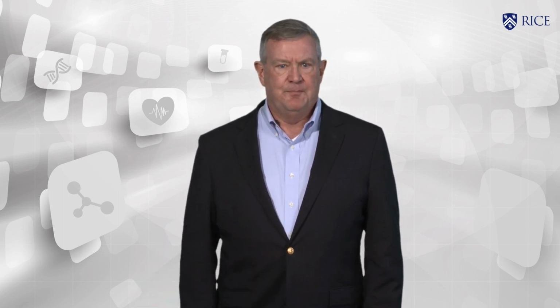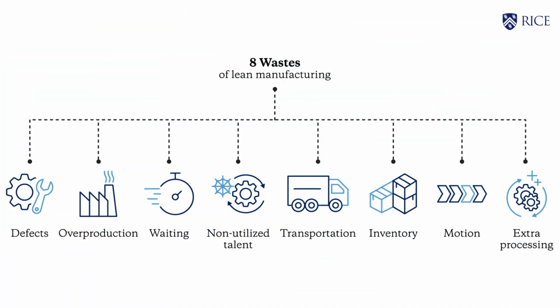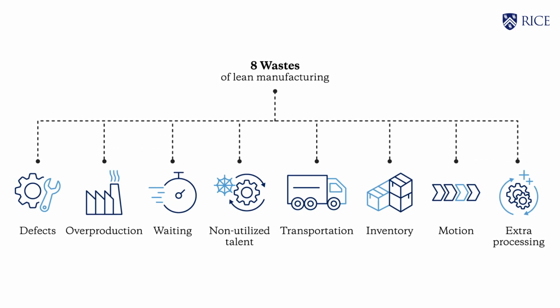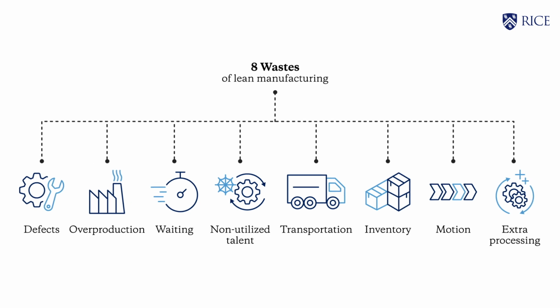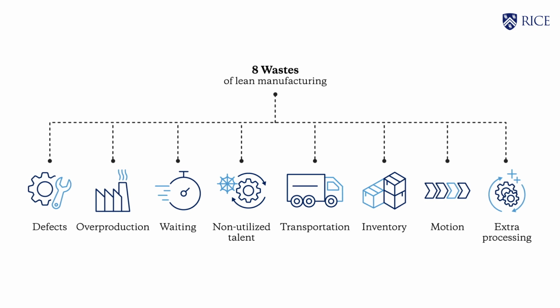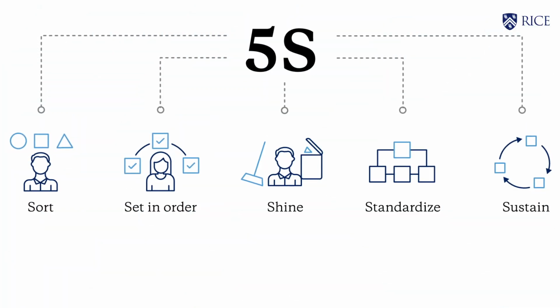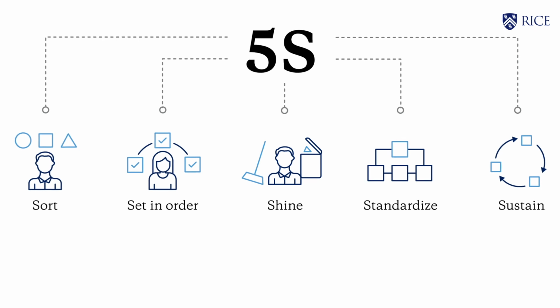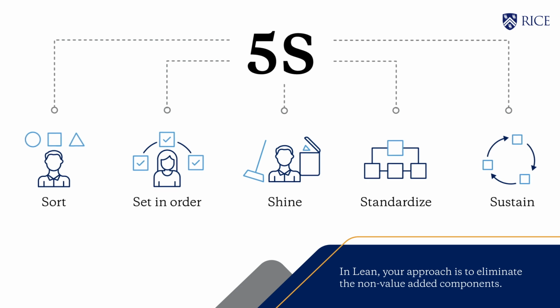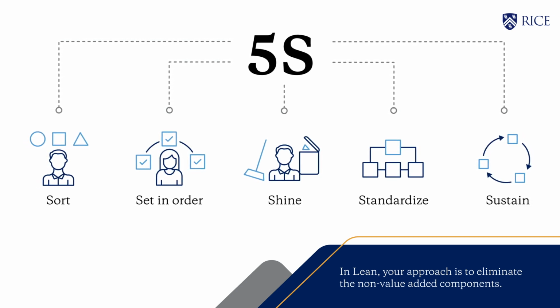Healthcare is moving to a blended approach of the two, which is now most commonly referred to as Lean Six Sigma. Let's talk about the Lean part of the approach first. The wastes of Lean include defects, overproduction, waiting, unused talent, transportation, inventory, motion, and extra processing. Basically anything which wastes time or effort. The concept of 5S in Lean is waste removal by sorting, straightening, sweeping, standardizing, and sustaining. In Lean, your approach is to eliminate the non-value-added components.